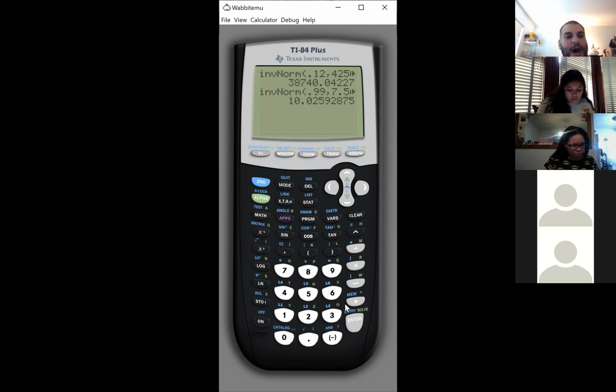If we want the bottom 4%, the only thing you're going to change is the area. So instead of 0.99, if we want the bottom 4%, you put 0.04. You press enter, and you should have gotten 5.7. What do you say, 5.7? And that's it.